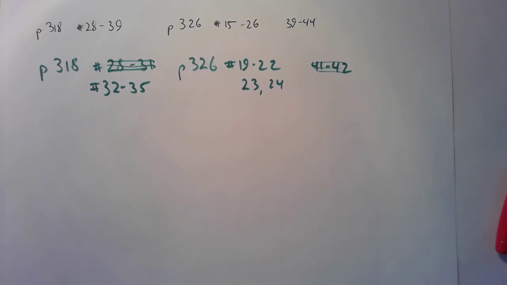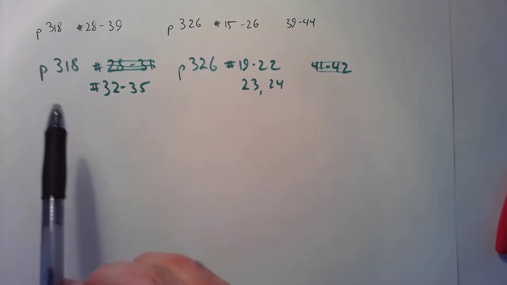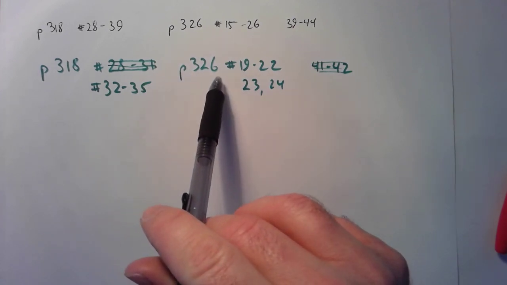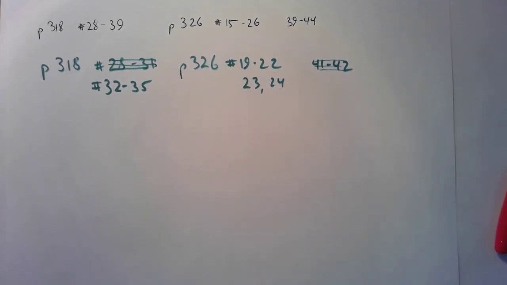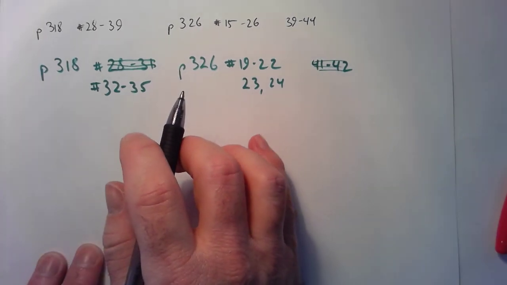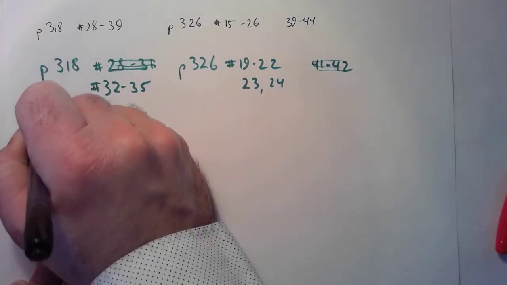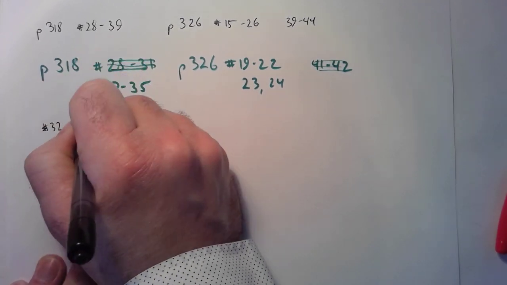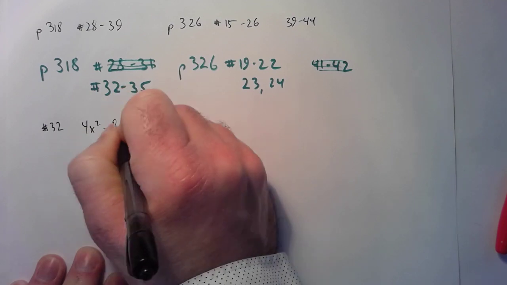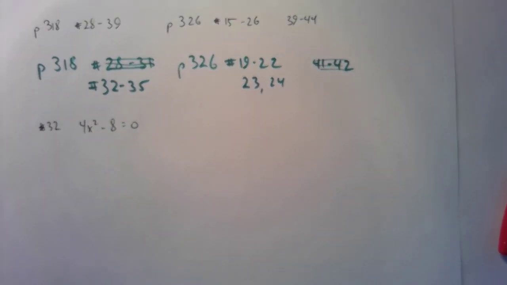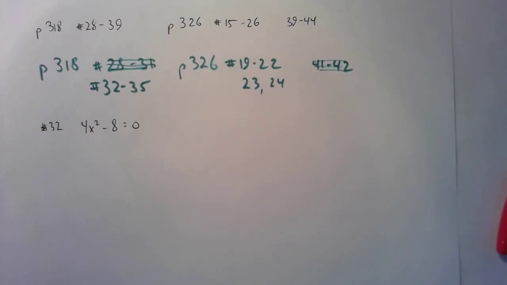There we go. So from this assignment, I'm going to be going over page 318, numbers 32 to 35, 326, 19 through 24. And on page 318, number 32 starts like this. It is 4x squared minus 8 equals 0. We're just trying to solve this by the method of your choice.